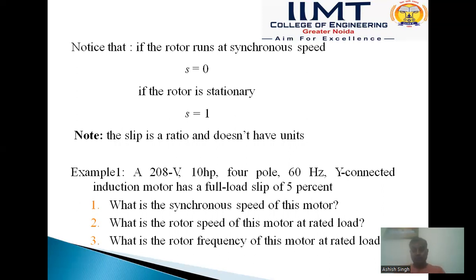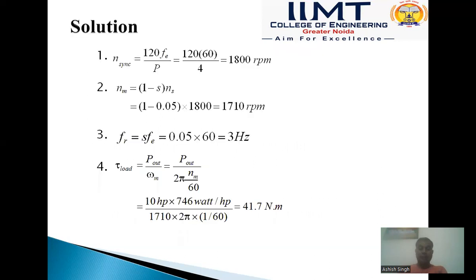As we know, the formula for synchronous speed is Ns equals 120 f upon P, where f is given as 60 hertz and P is given as 4. After putting the values of f and P, the synchronous speed of the three-phase induction motor comes to be 1800 RPM.